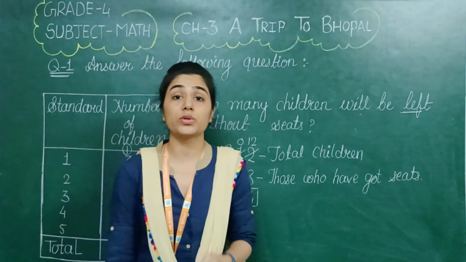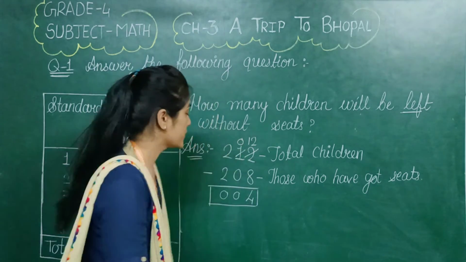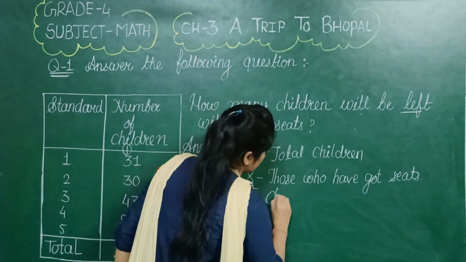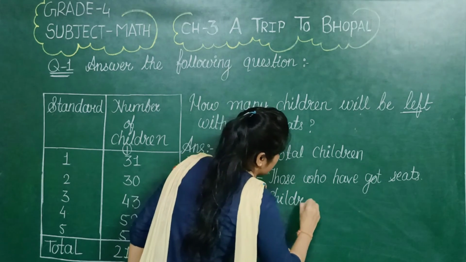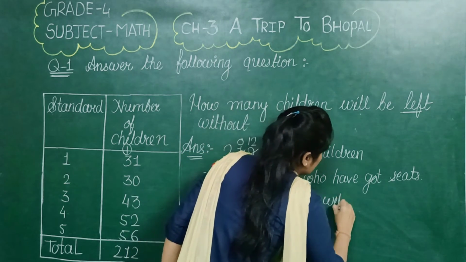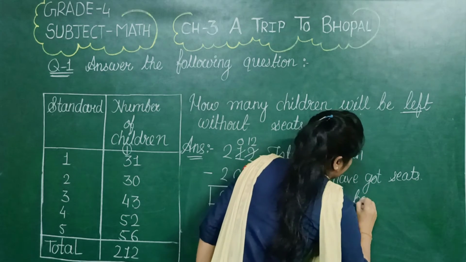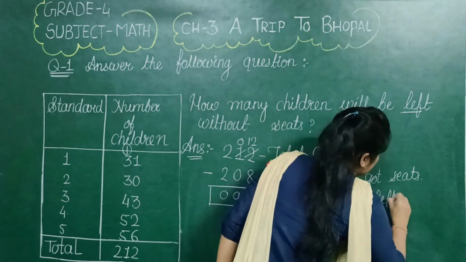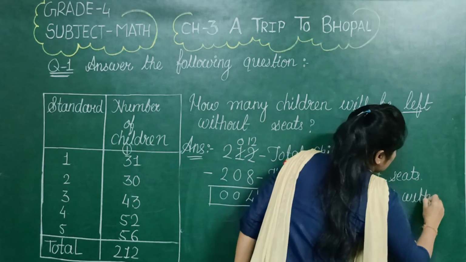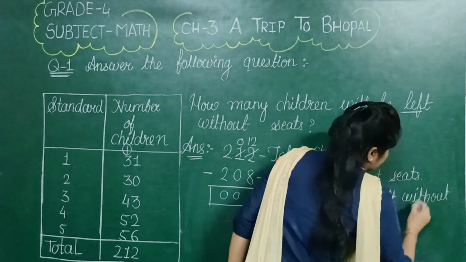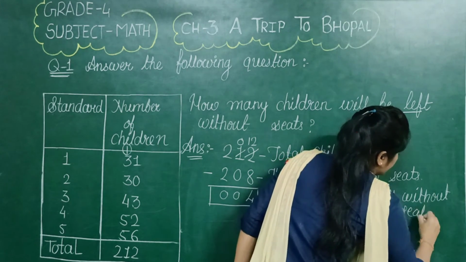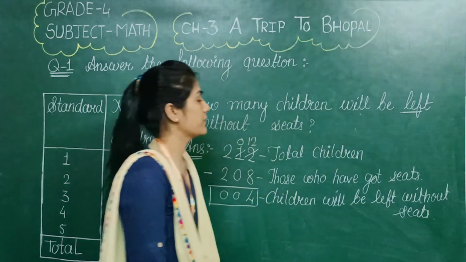Means 4 children will not get seats. So we can write here, children will be left without seats. This is your answer of this question.